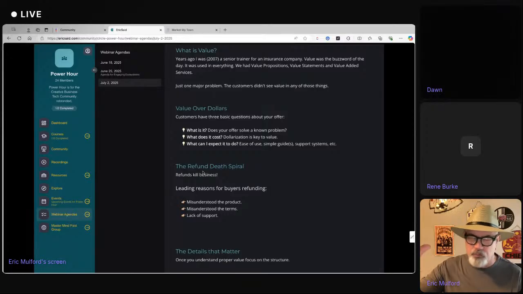This is having read thousands of refund tickets. I'm always looking, what's the issue? And how can we solve that? That's my reason for doing that.